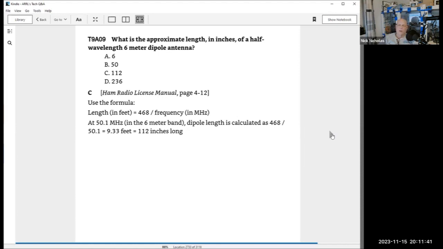What is the approximate length in inches of a half-wave 6-meter dipole? Okay, 6-meter dipole, we want a half-wave. The half-wave formula is 468 divided by the frequency in megahertz. So we take 468 divided by 50, and we get C, 112 inches. Okay?